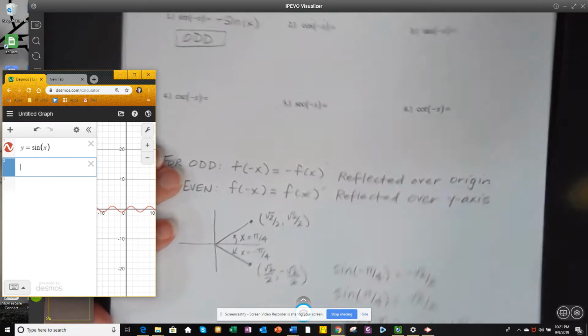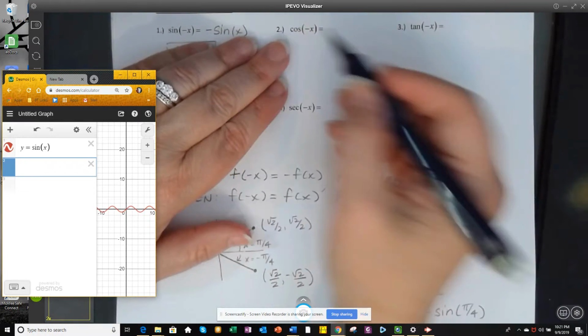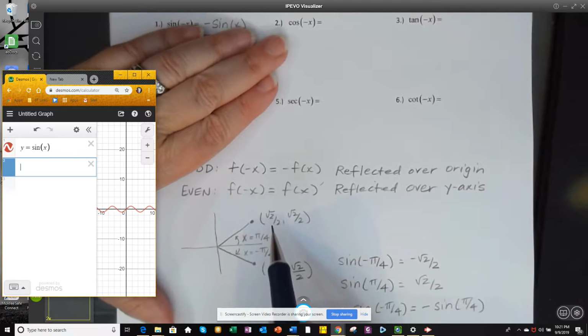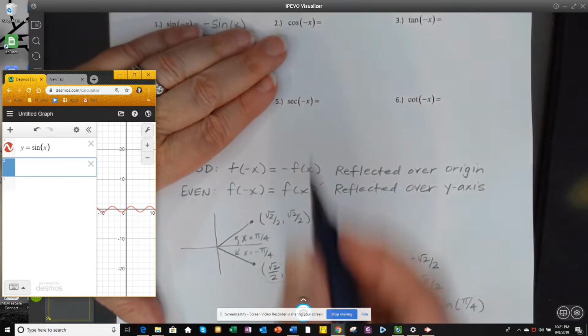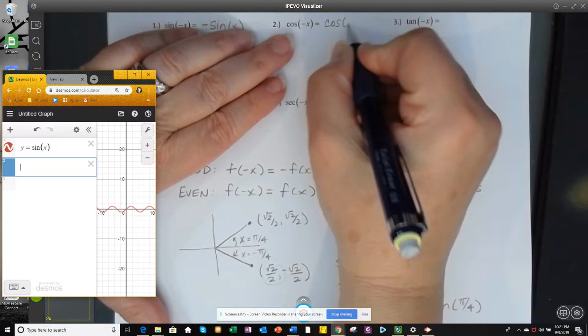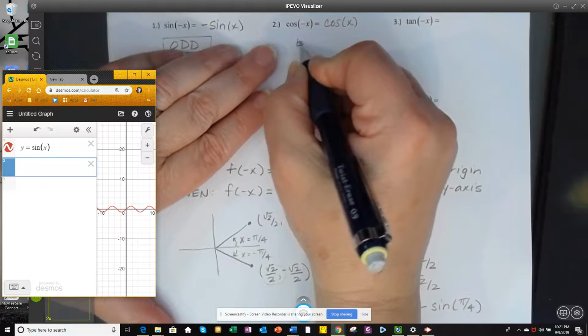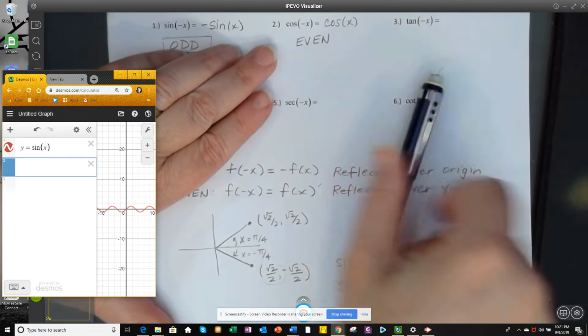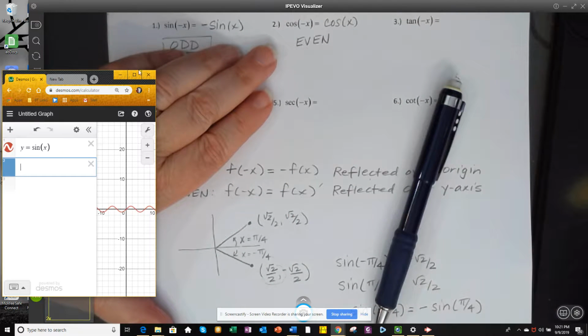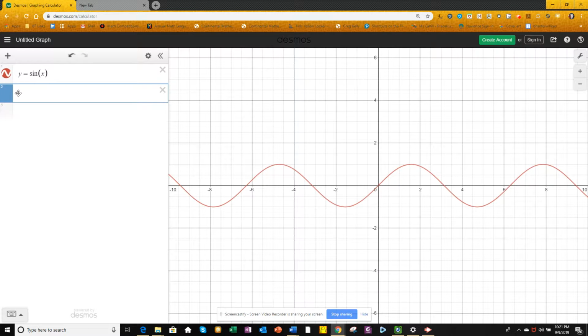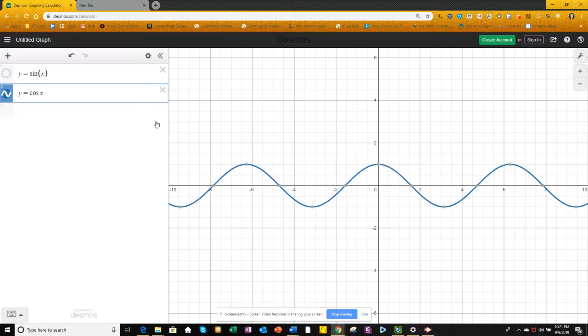All right. So what about the cosine? If I were to do the cosine of negative pi over 4, does that equal the cosine of positive pi over 4? Yes, so this one would be equal to the cosine of x, which means this is even. Now let's open this again, and let's hide this one, and we'll look at the graph of all the x values on the unit circle. Do you see how this one is reflected over the y-axis? So this one is definitely even.